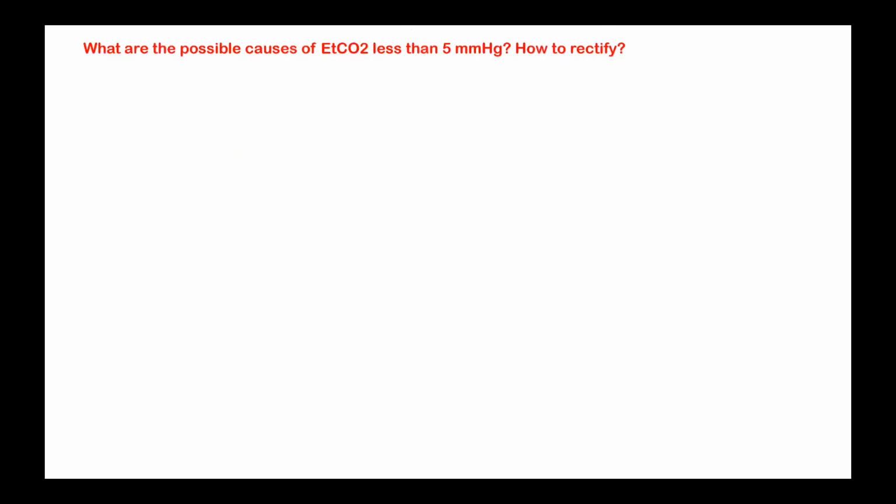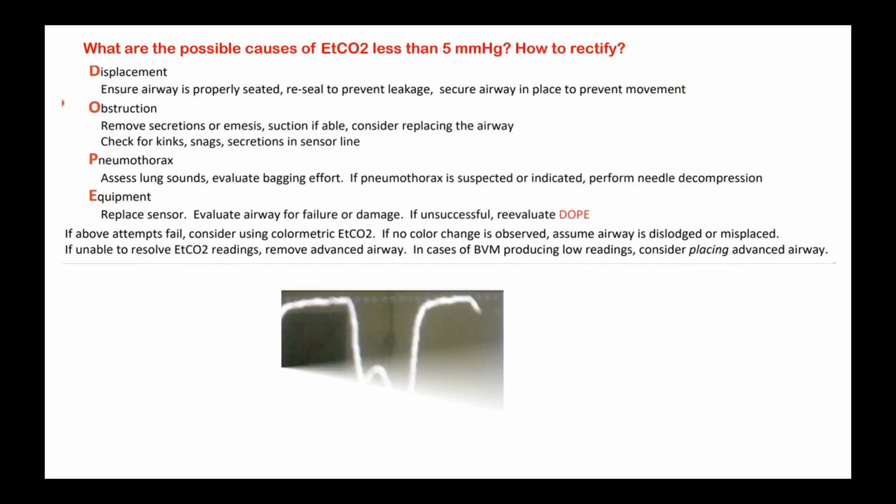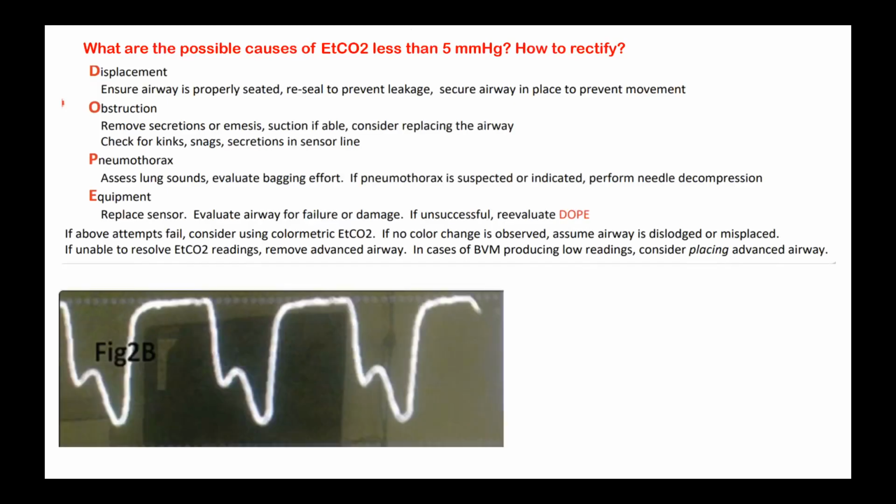What are the possible causes of ETCO2 less than 5 millimeters? How to rectify that? Disconnection. So the mnemonic you have to remember for that is DOPE: displacement, obstruction, pneumothorax, and equipment. So that is how you remember that.